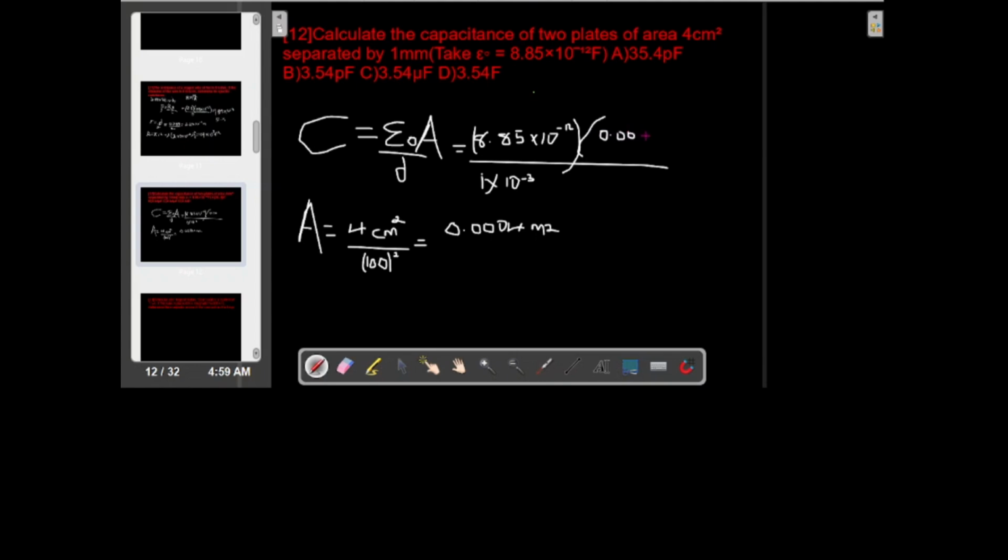0.0004. All right. And then on solving this, we are supposed to have as our final answer approximately 3.54 times 10 to the power of negative 12 farad. All right. But what is 10 raised to the power minus 12? That is pico. All right. So this becomes 3.54 pico farad. That's option B.